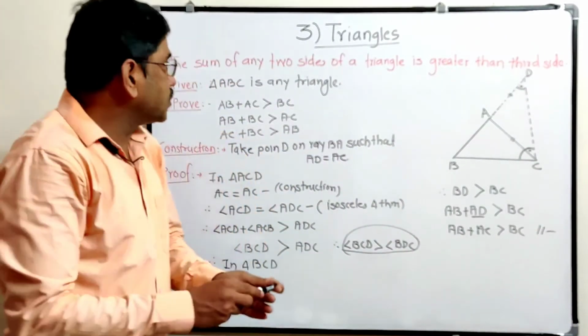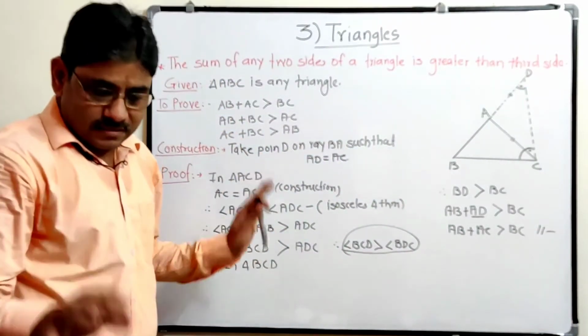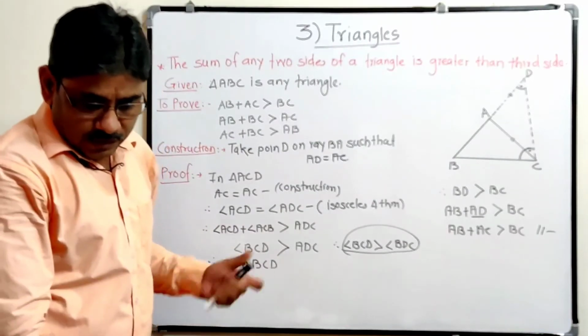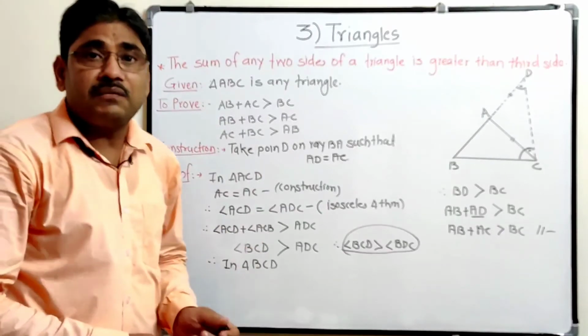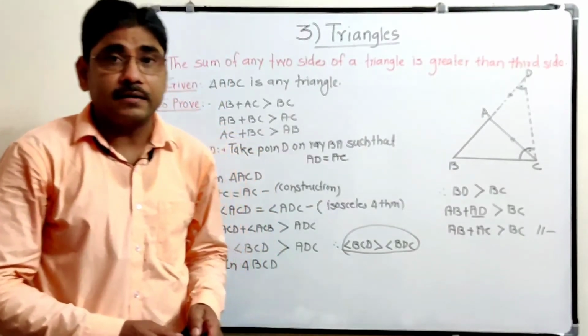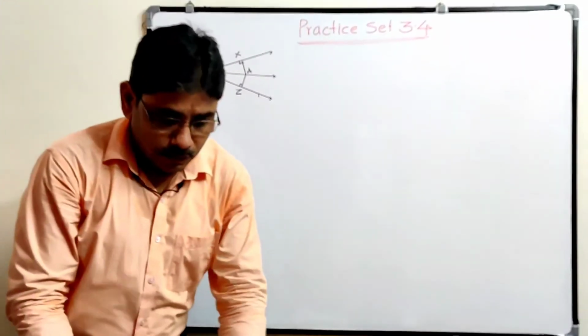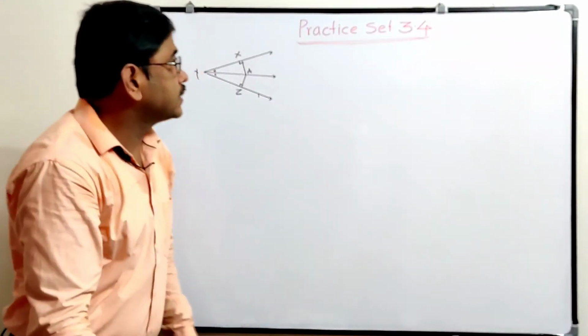Similarly, we can prove the remaining results. Similarly, directly write: similarly we can prove these two results. No need to prove that result. So these are the 5 theorems we studied. Now let us see practice set 3.4.